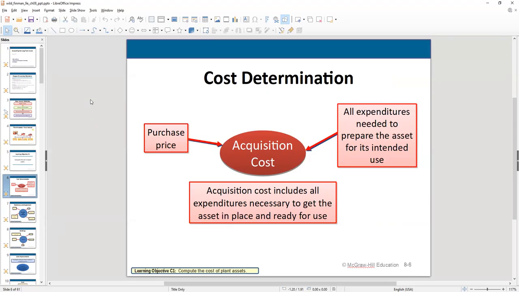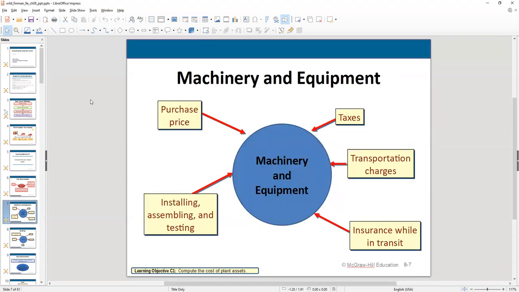And as I pointed out, whatever costs are needed to put that in service, that's going to be a part of your acquisition cost. Very important to keep in mind. So when we're talking about machinery and equipment, here are some examples of things that get added in besides the purchase price. You're going to have taxes, transportation, insurance, and then installation and assembly. These are all items that get included with the original cost of whatever asset you're buying.